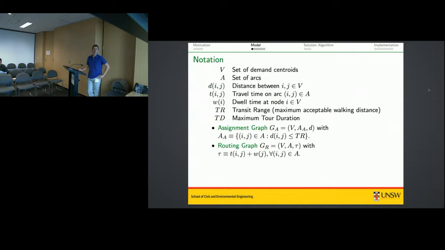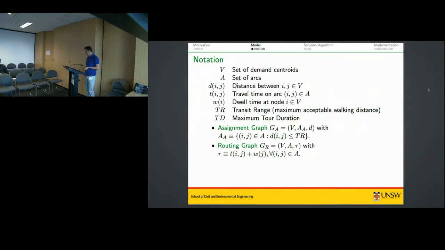The routing graph, on the other hand, will use all the arcs available, but the weights on the arcs will be the travel time plus the dwell time at the destination node. So it's a slight offset for the waiting time with regards to the initial travel time. And basically, the routing graph is the graph in which we have to plan the tour, the vehicle tour.